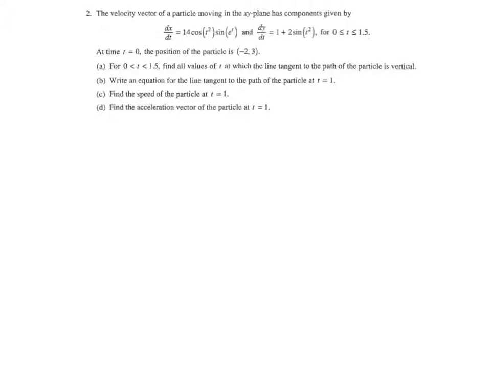Now, problem two, we have a velocity vector of a particle moving in the xy plane, has the components that are listed here. dx/dt is this, dy/dt is that. And this goes for t going from 0 to 1.5. And they do tell us that the position of the particle at t equals 0 is at negative 2, 3.